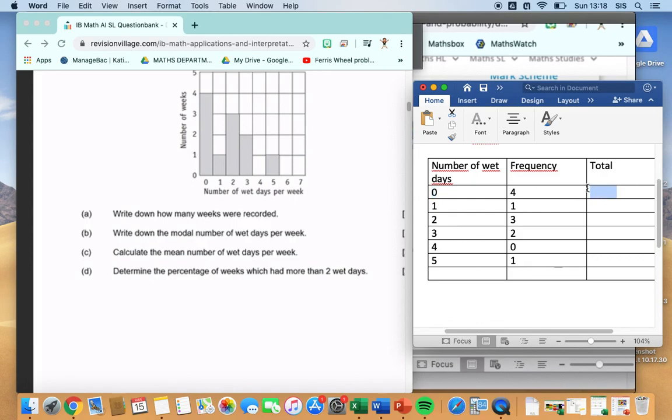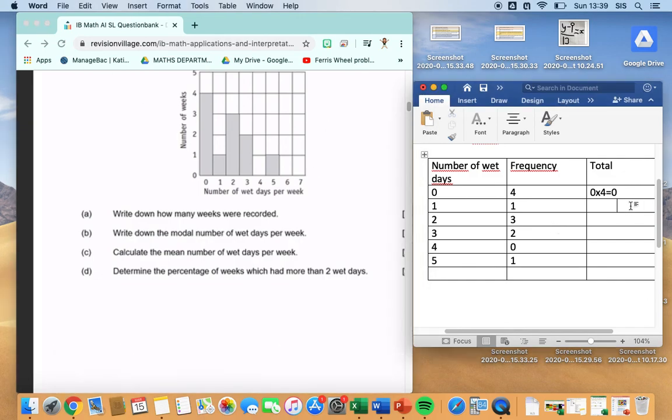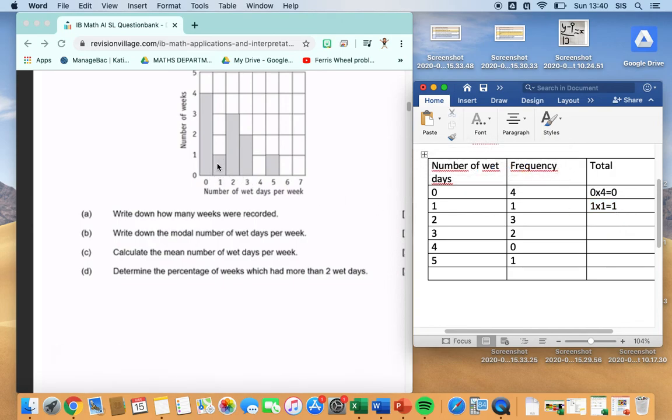Hopefully you worked out that it's insignificant because 0 times 4 is going to give us 0, and therefore contribute nothing to our total number of wet days. But we can see that on 1 wet day, this happened in 1 week. So for this option here, there is a total of 1 wet day.